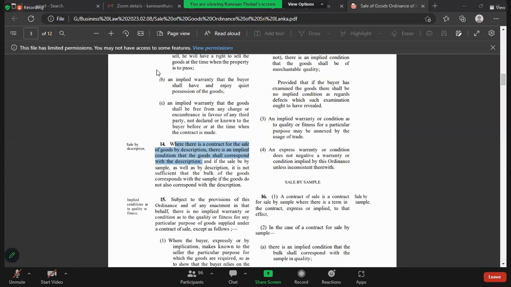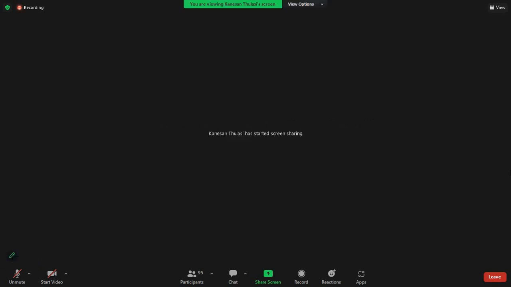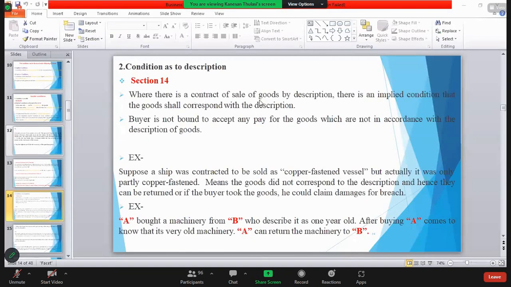Okay, that is section 14, the first part: condition as to description. Let's go with the slide. Section 14: where there is a contract for sale of goods by description, there is an implied condition that the goods should correspond with the description. So the seller has to give the kind of goods that was described. Then the buyer is not bound to accept and pay for goods which are not in accordance with the description.